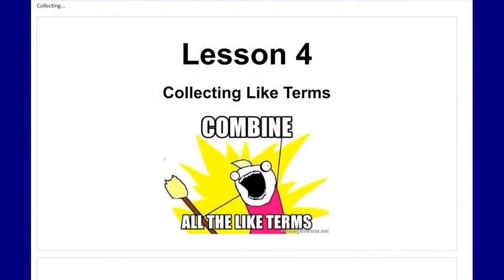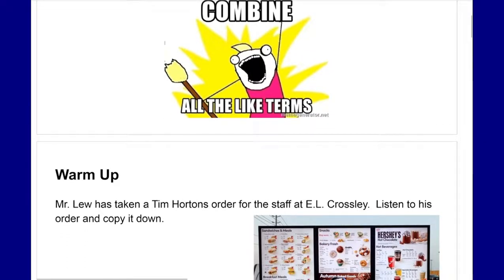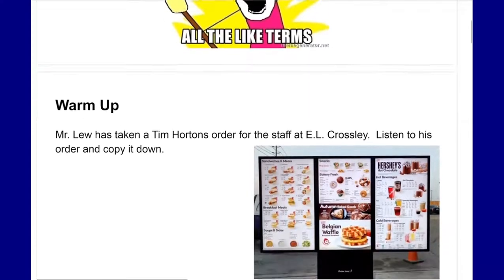In today's lesson, we are going to be looking at collecting like terms. So we're going to define what a like term is, and explain what collecting them means. But before we get into that, we're going to do a little bit of a warm-up that might help make this concept a little bit easier to understand.